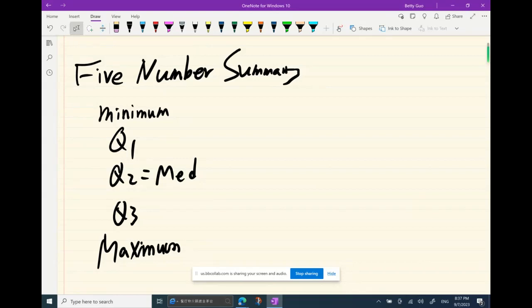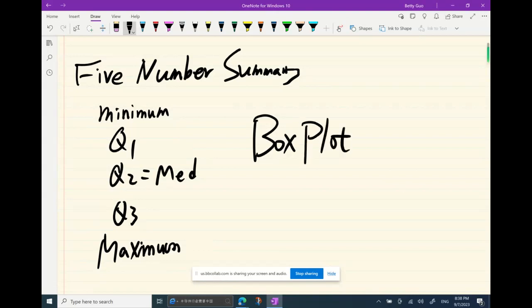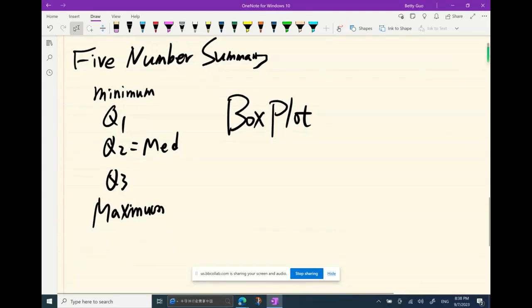The 5-number summary has a graphic version, called the box whisker plot. Our book just calls it a box plot. Let me show you how to graph the box plot by using the 5-number summary. Most of the time we do horizontal, sometimes we do vertical. I'll show you in a moment.